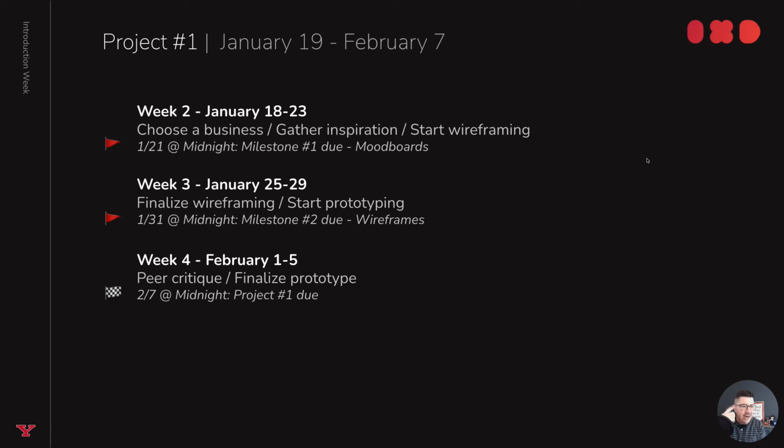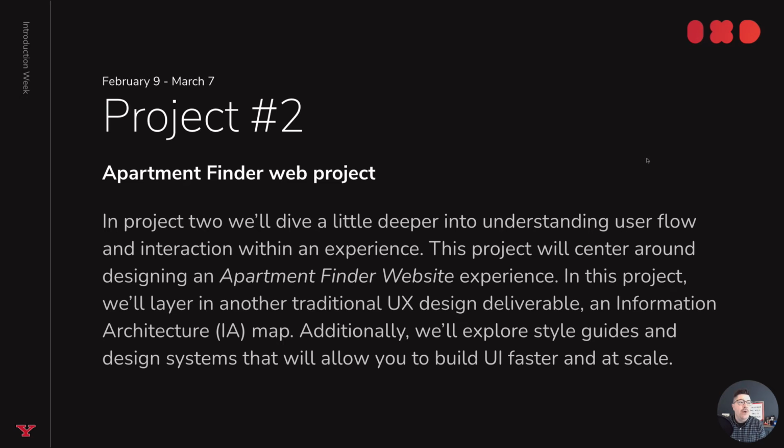You kind of put in your brain of, hey, Sunday at midnight, I might have something to do, and just definitely pay attention and look at those dates. Project number 2 will start February 9th and run through March 7th, and we're going to focus in Project 2 on an apartment finder website. There will be some requirements and some things that I'd specifically want you to take a look at once we get into the project charter and statement there.